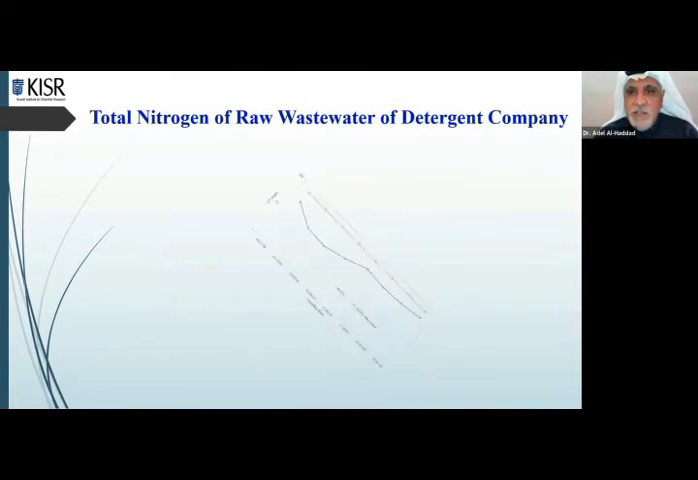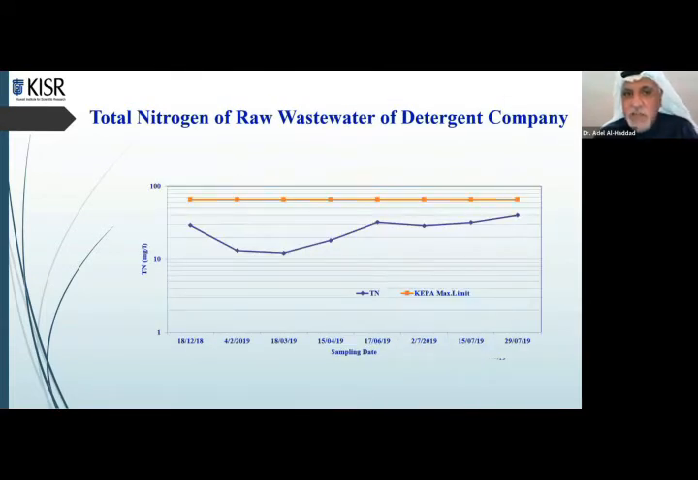If we consider total nitrogen, the values are also below 60 milligram per liter set by EPA. This is all evidence that the nitrogen, phosphorus, and other types of fertilizers, you can use safely for irrigation. This is for one of the factories in the Sabhan area, which is a detergent factory.